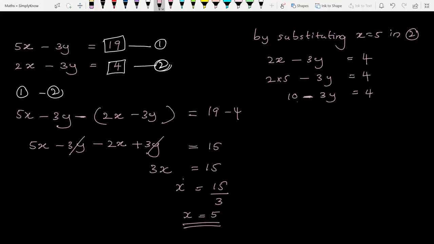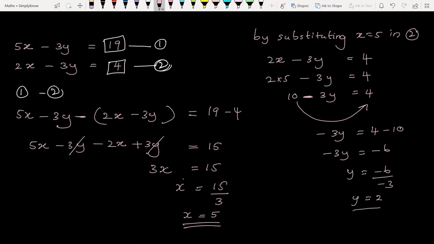Now I'm going to transpose this 10 to the other side. So this will become 4 minus 10. And here on the left side, we have minus 3y. So minus 3y equals 4 minus 10 is minus 6. So what is y? y equals minus 6 divided by minus 3, and it will become 2. y equals 2.